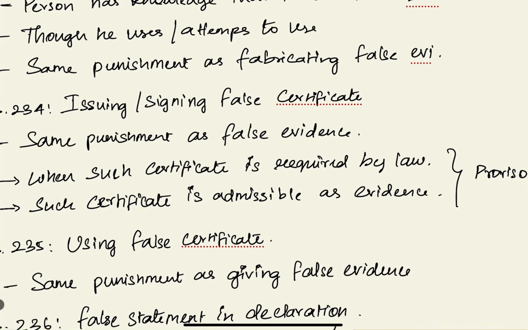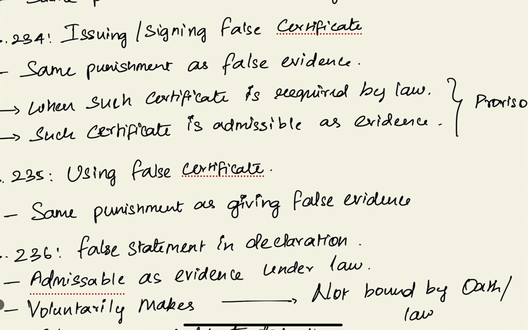Section 234 deals with issuing or signing false certificates. So there will be certain certificates which will be required by law, or such certificates are admissible as evidence in the court. In such a case, when a false certificate has been issued or signed, then such person shall be liable for the same punishment as if he has made false evidence.